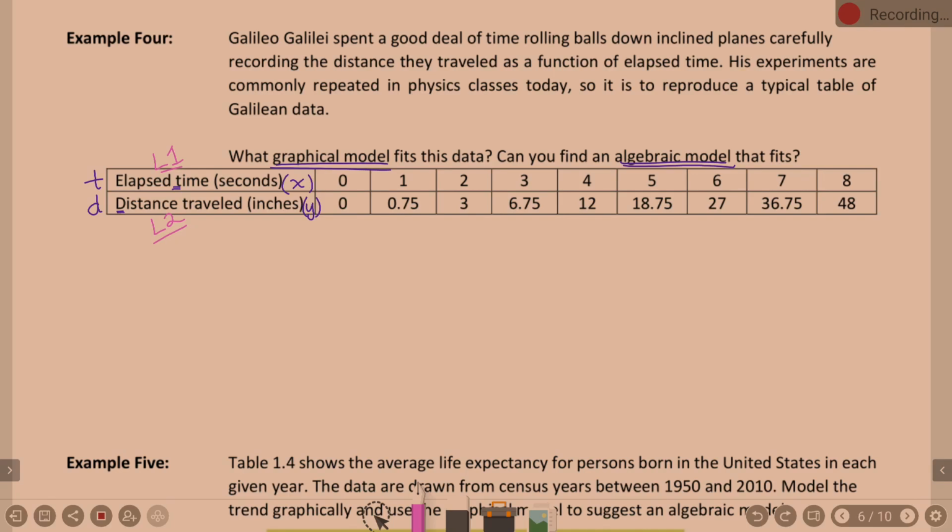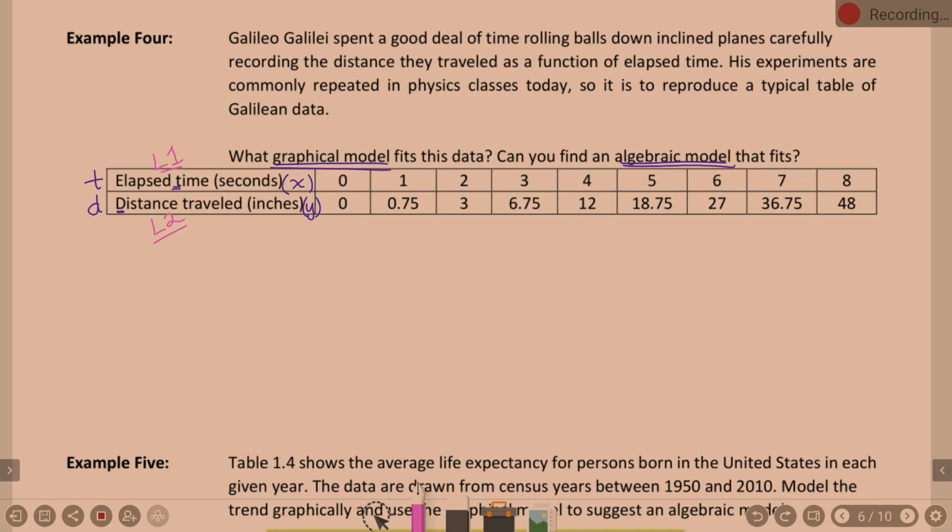Y min. How low do our Y's need to go? 0. Y max, how high do our Y's need to go? At least 48, yes? You can type 48 exactly in there. I'm going to use 50 because it's a nice, neat, round number, okay? Now, next time you go in to grab something and you're like, oh, I have those settings on here, just remember, zoom 6, right? That's your zoom standard screen. But for right now, you got everything changed you want to change, hit graph.